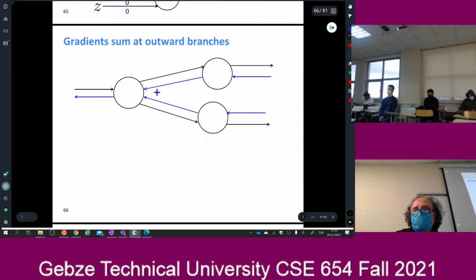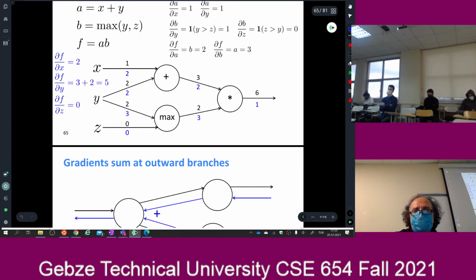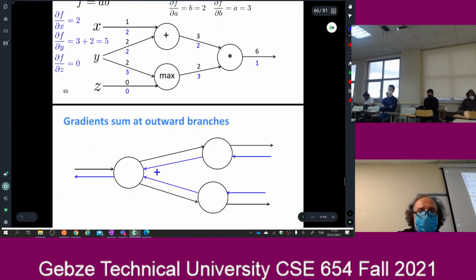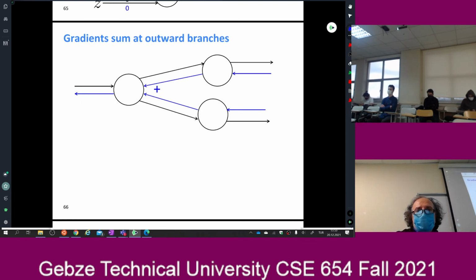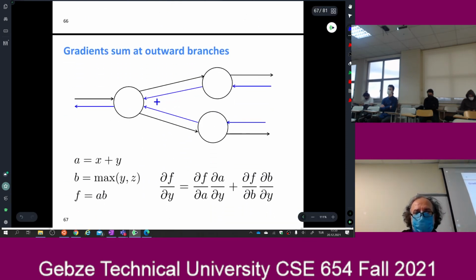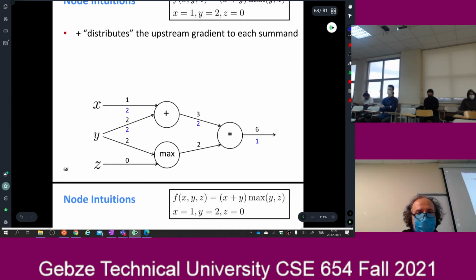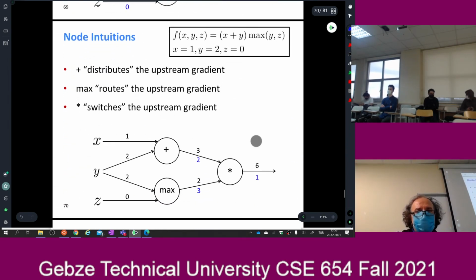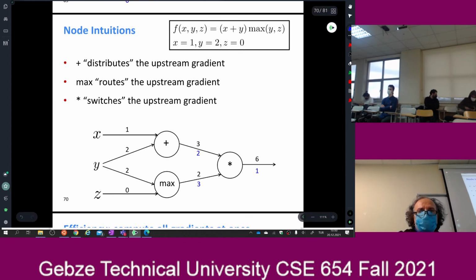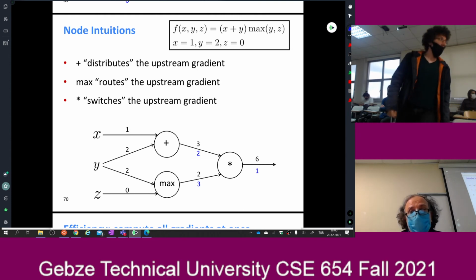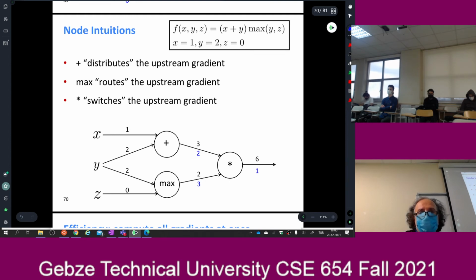Three things can happen. Either it goes in and goes out, or there is a branching. And when you branch it back, you add them together, like that one. We already looked at those, the plus and the maximum. Plus distributes the upstream gradient, while max routes it to just one of them.